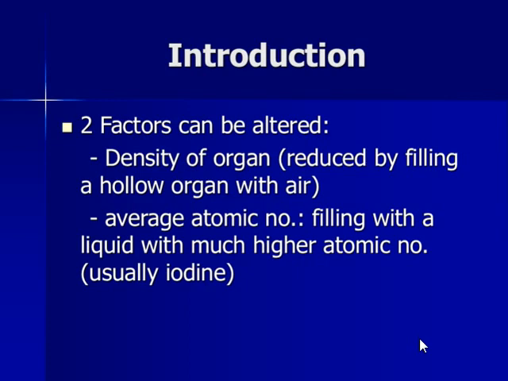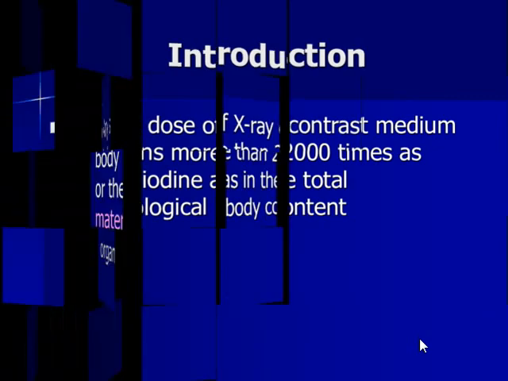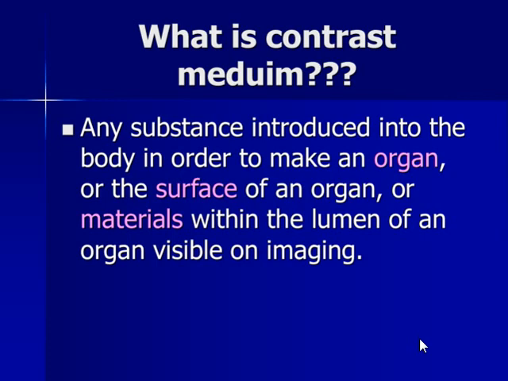An interesting piece of information to know is that a single dose of an iodine-based X-ray contrast medium contains more than 2000 times the amount of iodine in the total physiological body content. So we are pushing a huge amount of iodine in order to increase the density or the atomic number of the anatomical structure. So what is contrast medium? It is any substance introduced into the body in order to make an organ or the surface of an organ or materials within the lumen of an organ visible on imaging. Okay? So anything that we push to change the appearance of the organ can be called a contrast medium.